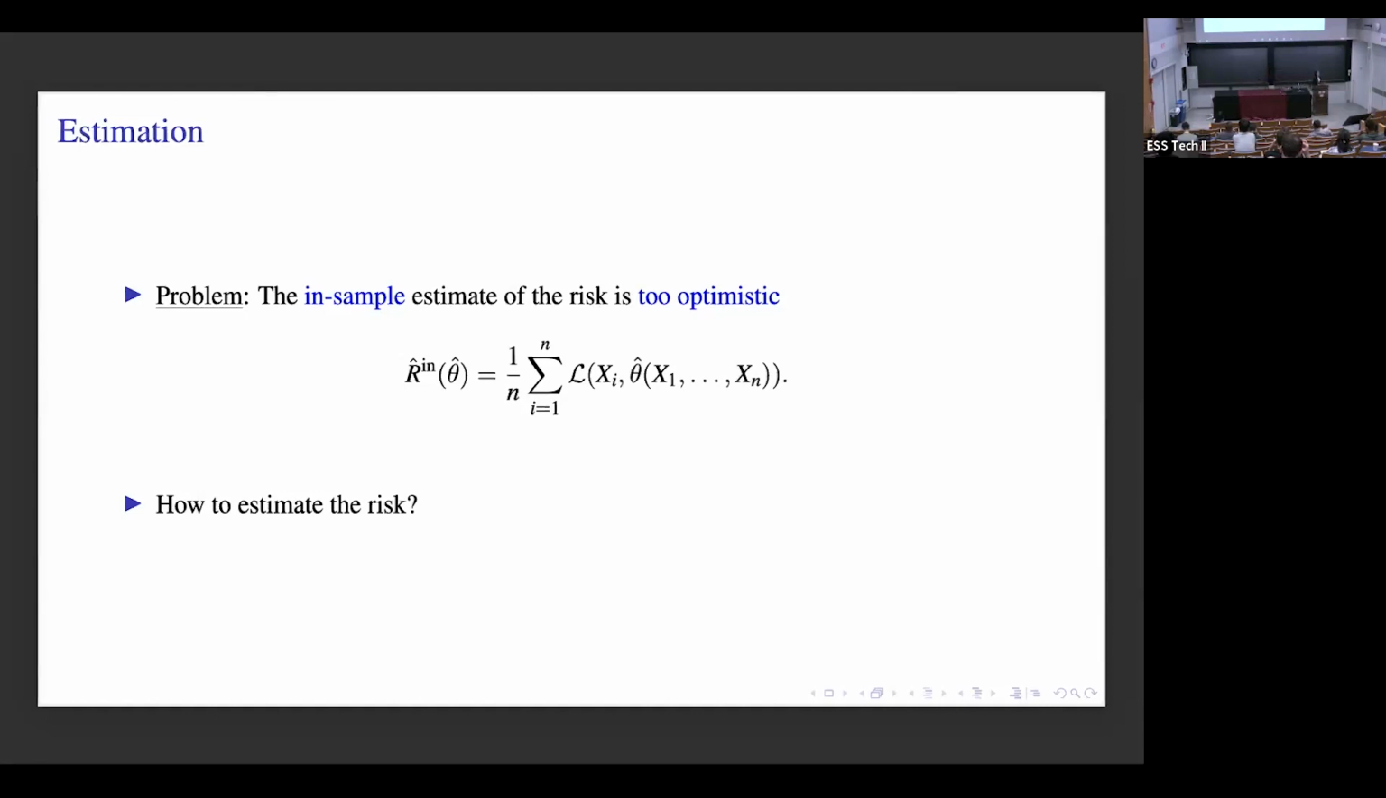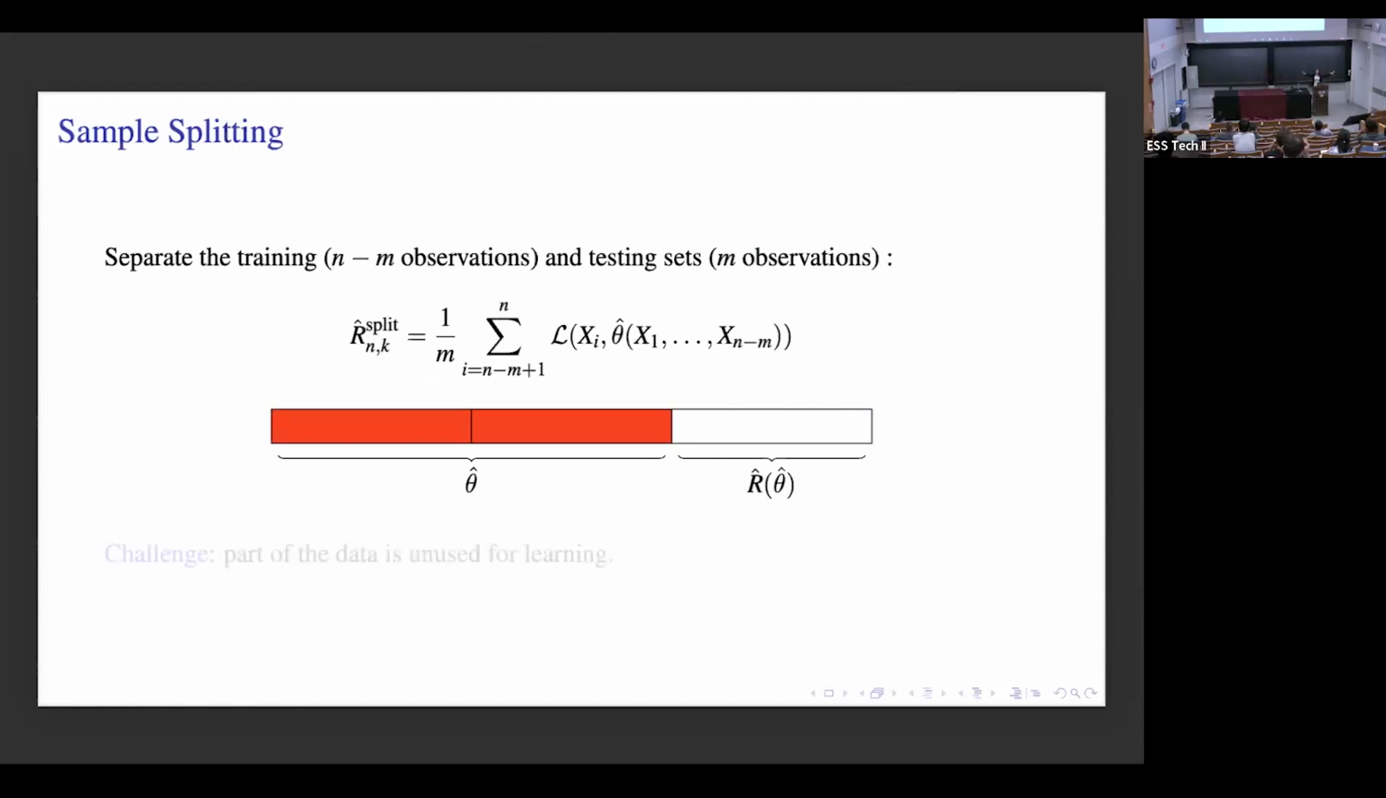So what's the next idea? The next idea is instead to split your data into 2. And on the first, let's say, M observations, you're going to train an estimator. We're going to call this first M observations your training set. And then on the remaining N minus M observations, on your holdout set, you're going to compute the empirical average of the losses over this holdout set. And this will give you the split risk.